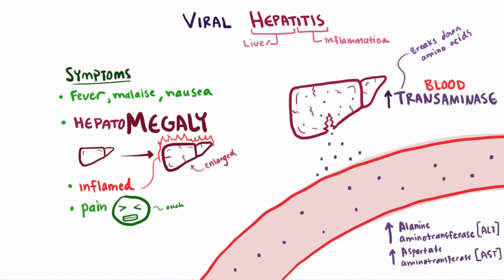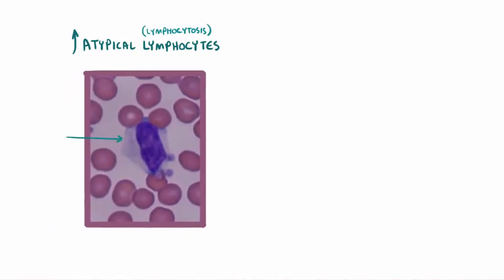Typically, even though both are elevated, ALT will be greater than AST in viral hepatitis, and it'll also be the last liver enzyme to return to normal. Also, elevated levels of atypical lymphocytes are common to see with viral hepatitis, known as atypical lymphocytosis. The lymphocytes are usually very large due to stimulation from antigens, in our case the hepatitis virus antigens.